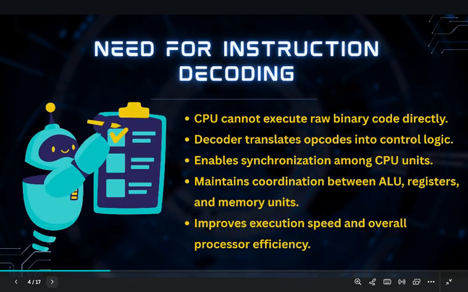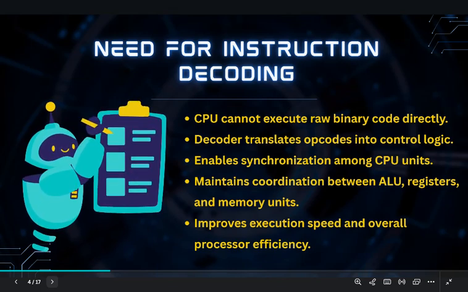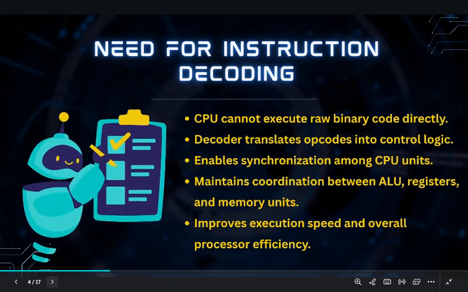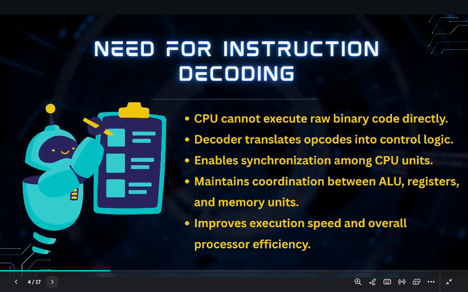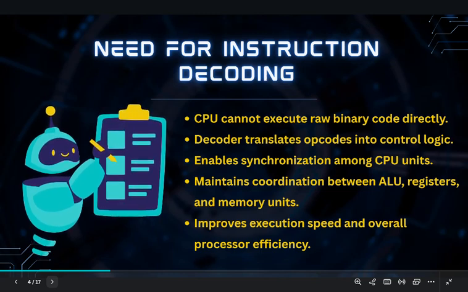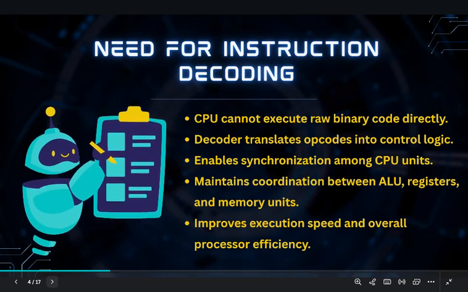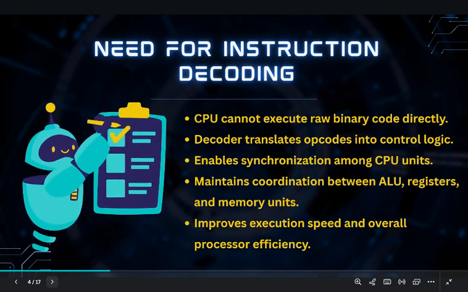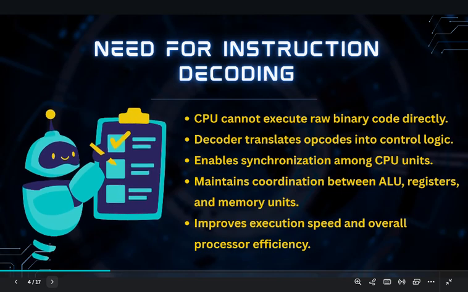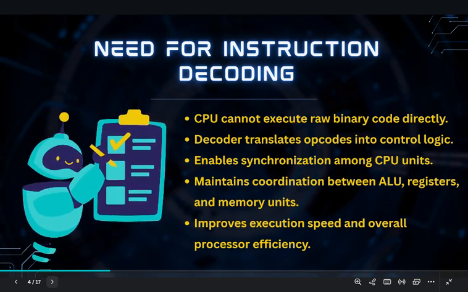Why the need for instruction decoding? The CPU cannot execute binary instructions directly because they are just patterns of zeros and ones. The decoder is needed to translate these binary opcodes into meaningful control logic that the hardware can understand. This process ensures proper coordination between all CPU units such as ALU, registers, and memory. Without decoding, the processor would not know what operation to perform, leading to inefficiency and errors. Thus, instruction decoding is what makes the binary code actionable.